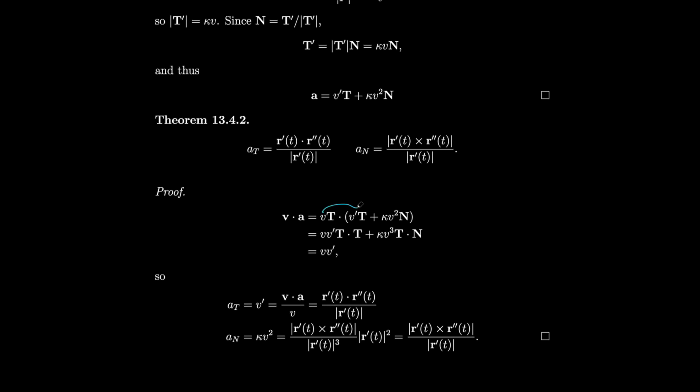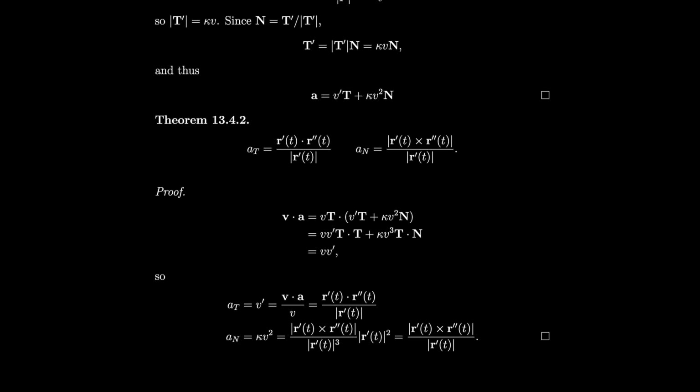So we distribute the dot, and we get that v prime times t dotted with t plus this thing dotted with t. Remember that t and n are perpendicular, so the dot product is 0, so that just disappears. And t dot t is the length of t squared. Length of t is 1, it's a unit tangent. So all we have left is v prime. So then we have the tangential component for acceleration as v prime.